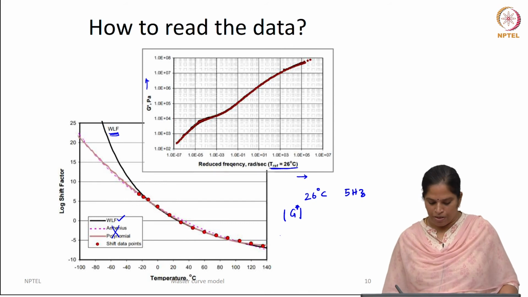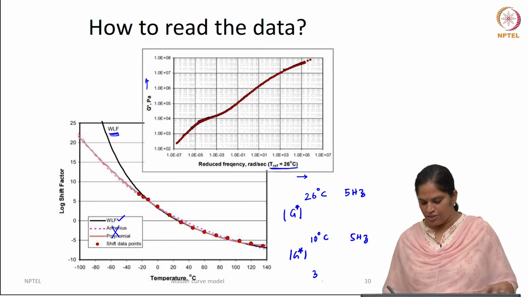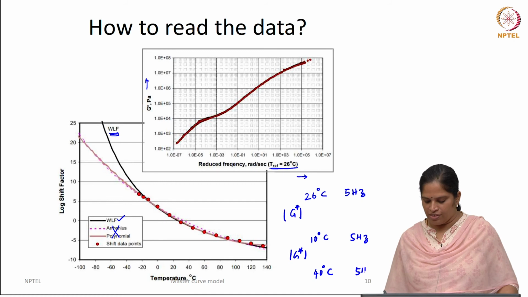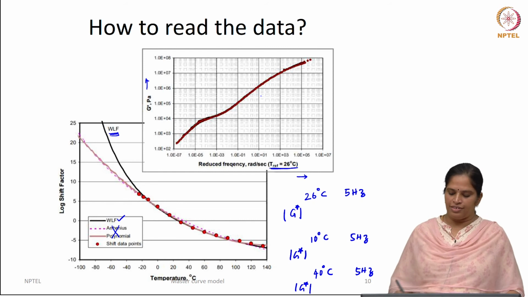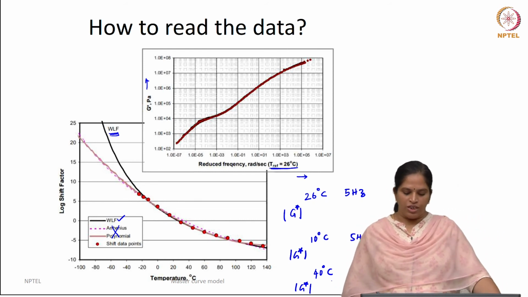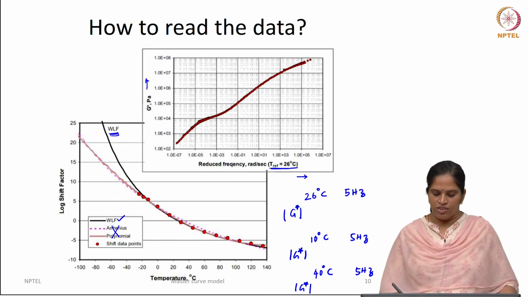Another is maybe at a still lower temperature, 10 degrees Celsius, 5 Hertz; I want to know what the dynamic modulus value is. And one more data point is at a higher temperature than the reference temperature: at 40 degrees Celsius, at the same 5 Hertz, I want to know the dynamic modulus value. How do we take this data from the master curve? So at 26 degrees Celsius, 5 Hertz, what is my modulus value? This is at a reference temperature of 26 degrees Celsius.